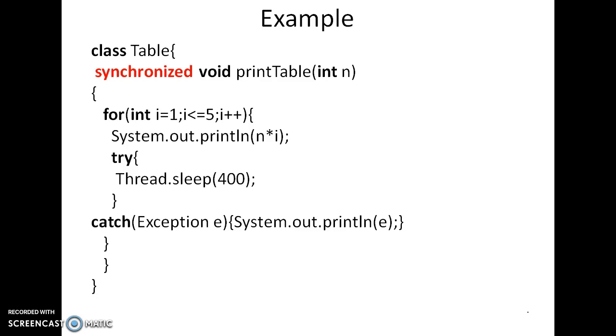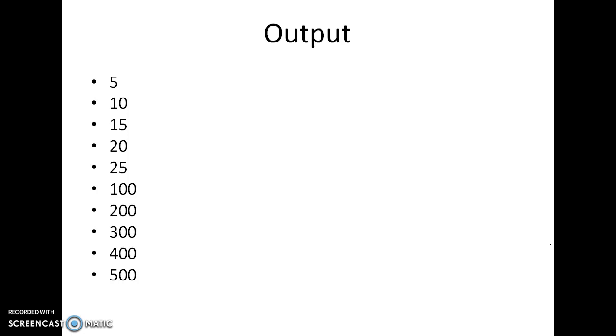If I add this keyword synchronized, what will happen? If I call T1.start, T1 will completely acquire the lock for this method printTable. Once it completes its execution, that is once the i value becomes greater than 5, it will release the lock so that the next thread T2 can gain the lock. So it will display 5, 10, 15, 20, 25, and then T2 will acquire the lock and start its execution. It will print 100, 200, 300, 400, and 500. So your output will be like this.